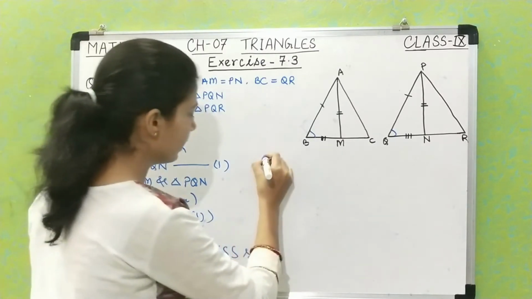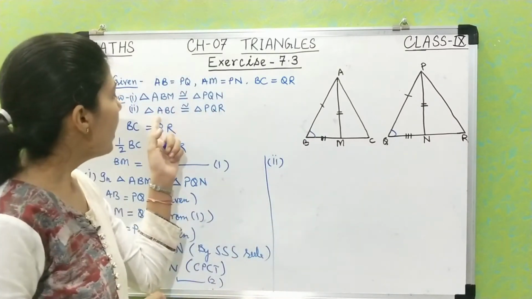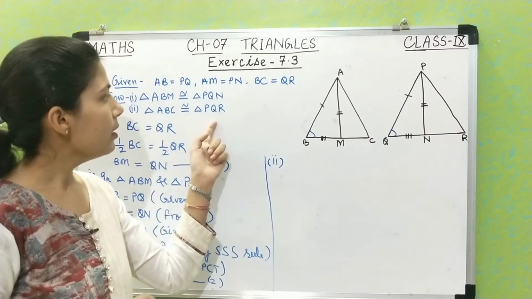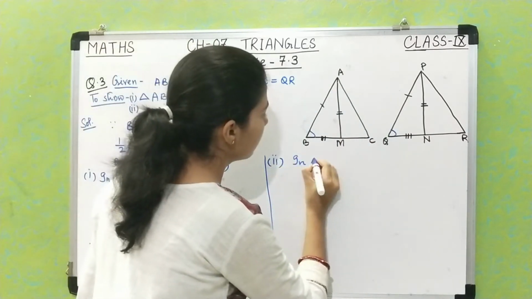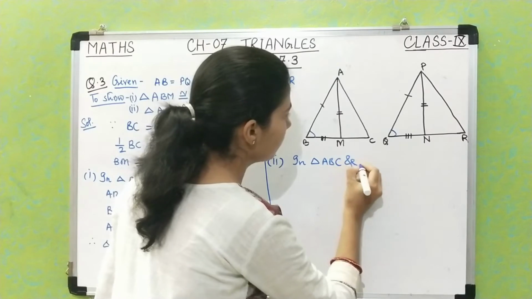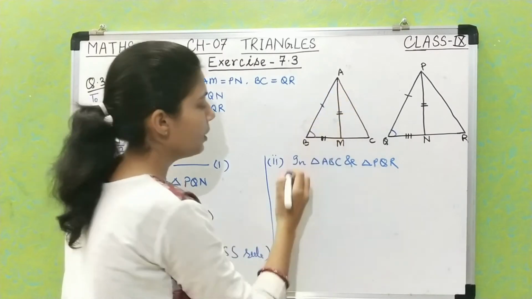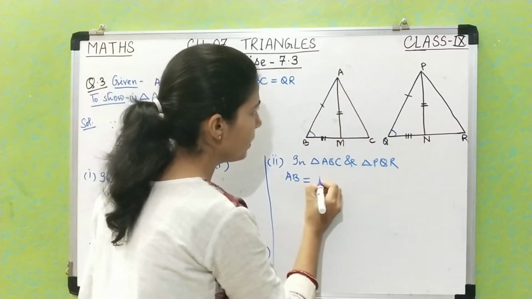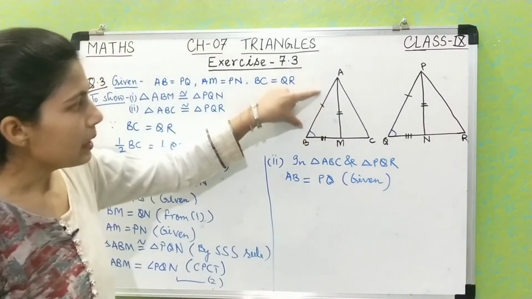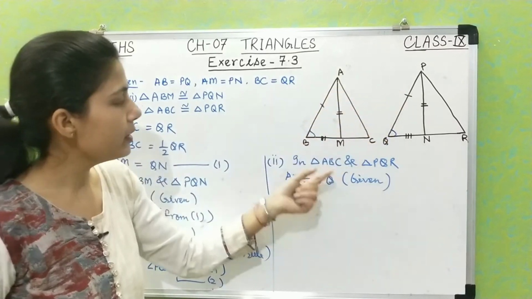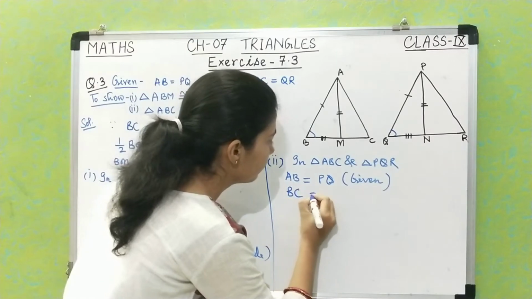Okay, now see the second part. We have to show that triangle ABC is congruent to triangle PQR. So in triangle ABC and triangle PQR, side AB equals PQ, this we have been given, and BC equals QR, this also we have been given.